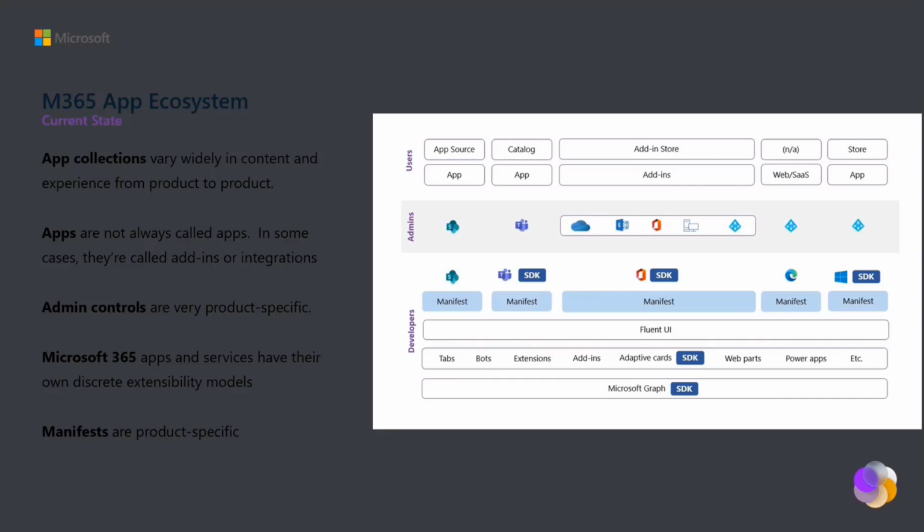Let's think about the app collections. They vary widely in content and experience from product to product, and they sit in different catalogs. So sometimes users struggle with discoverability. And apps themselves are not always called apps. Sometimes they're add-ins or integrations, and the terminology and the capabilities can differ between desktop and web and mobile.